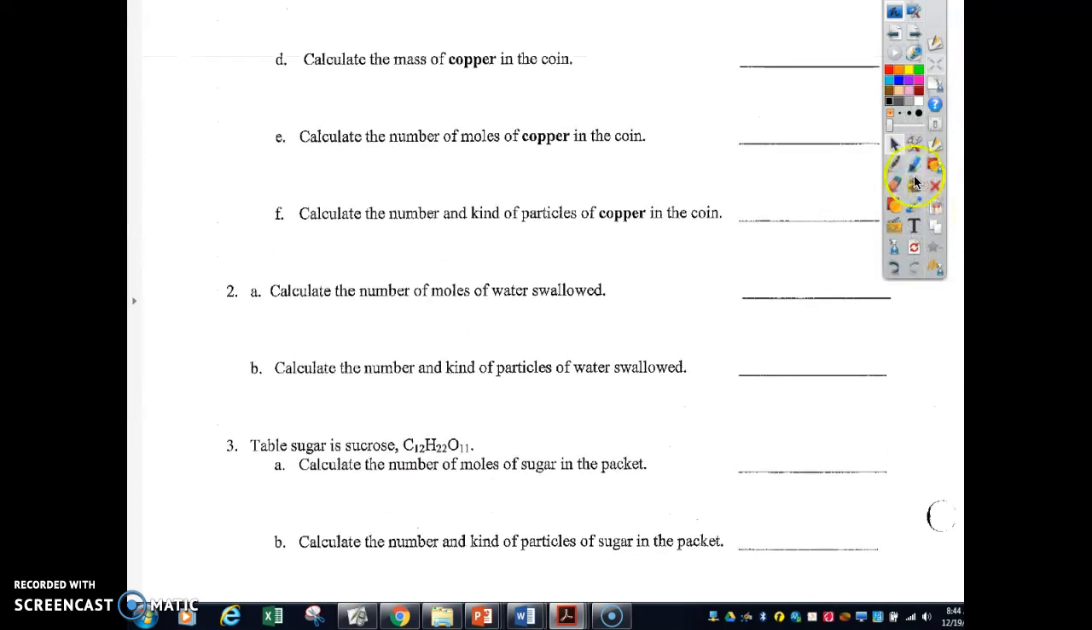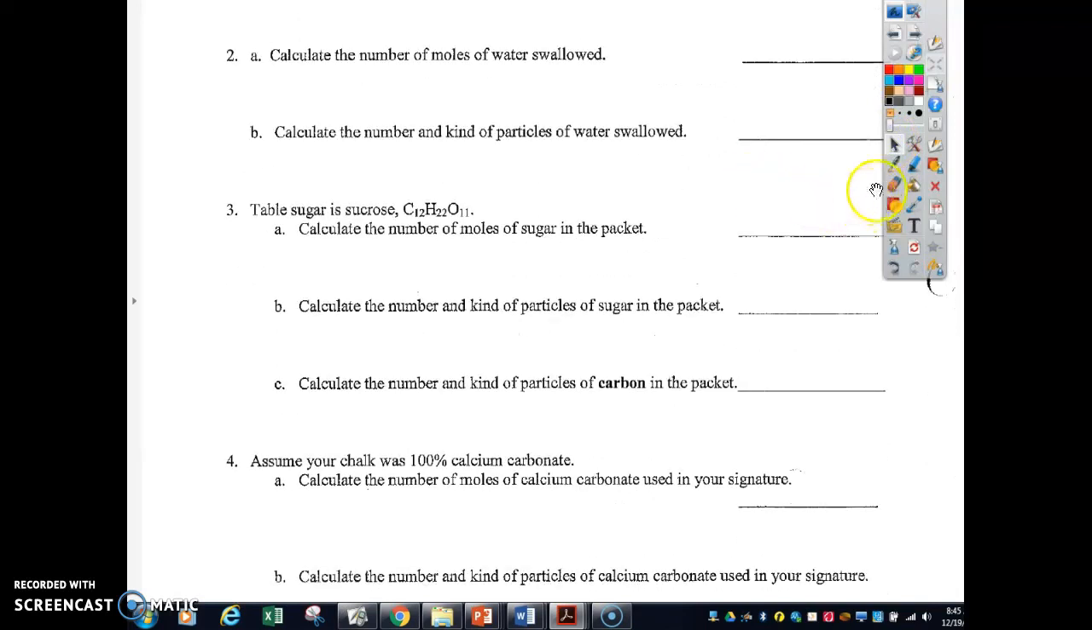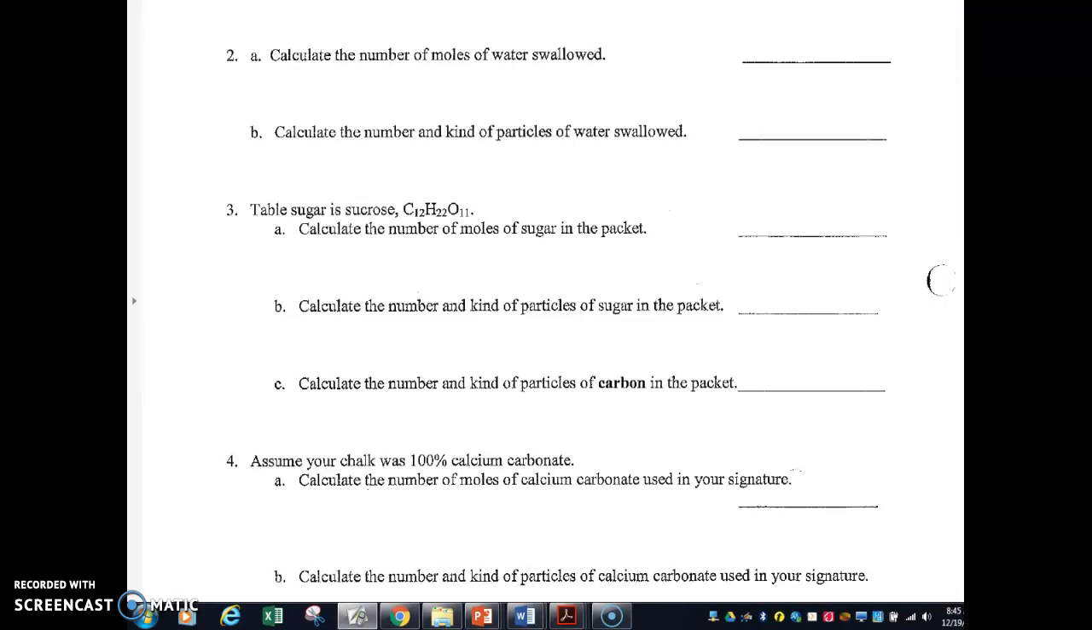You're going to do the same general idea here. It's just that you want to remember that copper made up 75.0% of that coin. So you're going to do the same general thing, use that percent, and remember when you're doing molar masses, you're working with copper now, so you're going to have a different molar mass than you did for nickel. Alright, for the second one here, it says the number of moles of water swallowed.